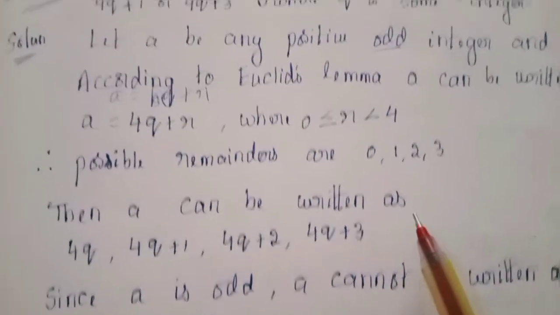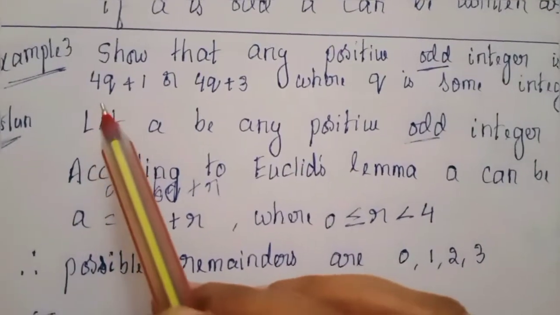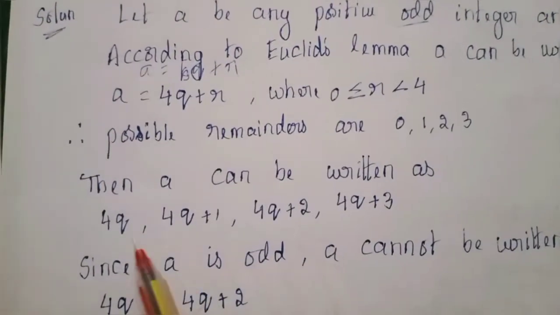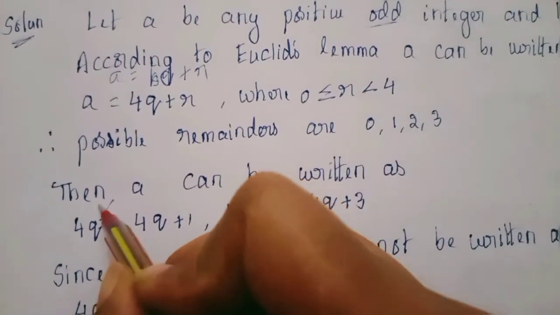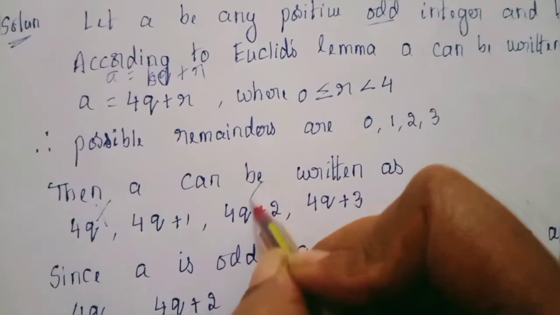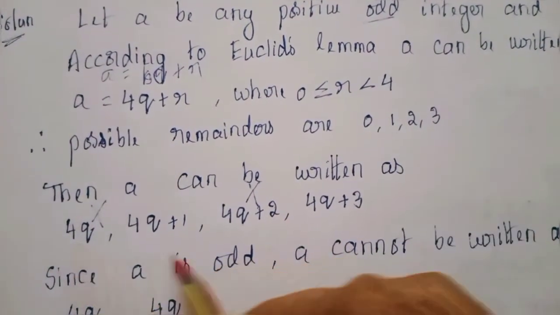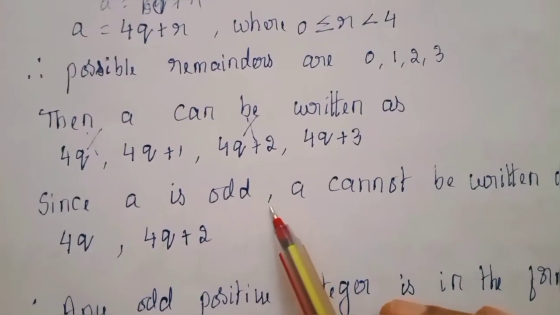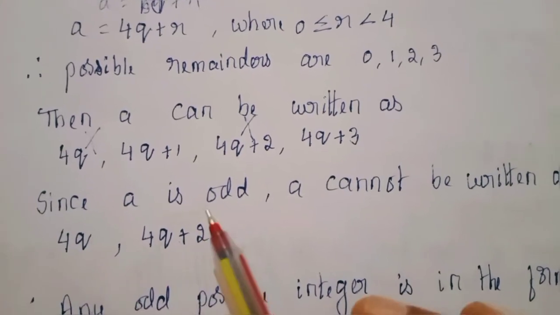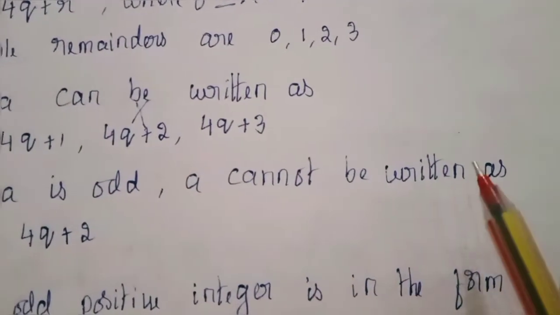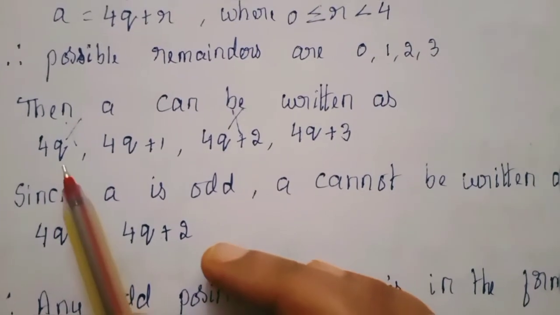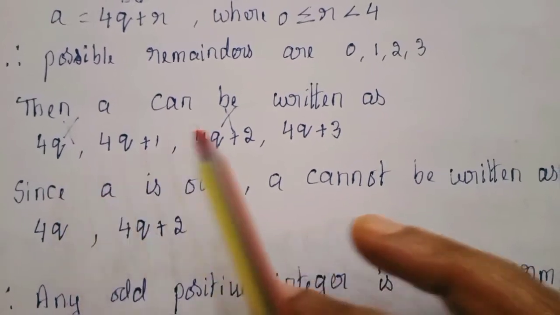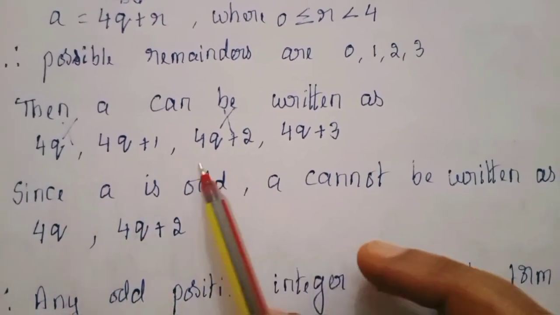We have 4 options. But what he has asked in the question, express in the form of 4q plus 1 or 4q plus 3. But we have here 4q. So this should be removed. This is multiple of 4. Here also multiple of 4 plus 2. So these two, as you know, they are even numbers. So give the condition, since a is odd. Given in the question, since a is odd, a cannot be written as 4q plus 2. Okay, you can cancel these two out of 4.